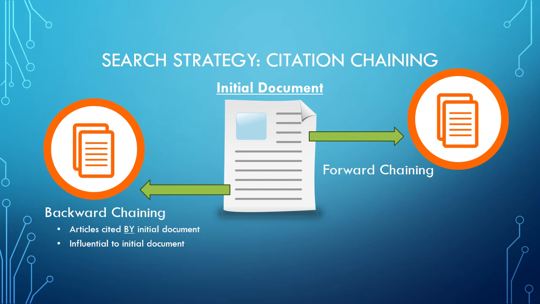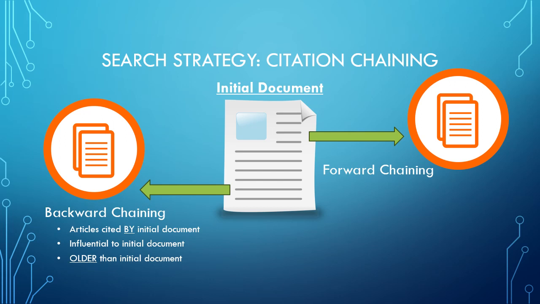Backward chaining as a search strategy is generally easy to perform because all of the citations are already listed in our article and are easy to dig into. However, there are some limitations on backward chaining, the most significant of which is that you will not find any more recent research. So if our document is fantastic but was published in 2015 and we only use backward chaining as a search strategy, we won't find any new developments on the topic.